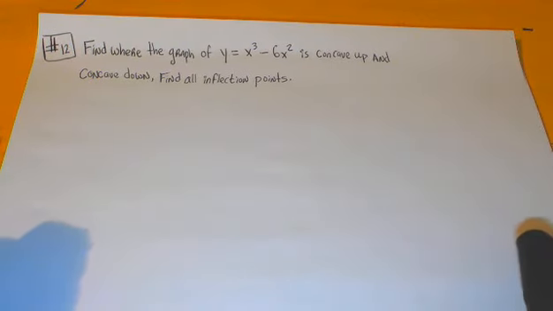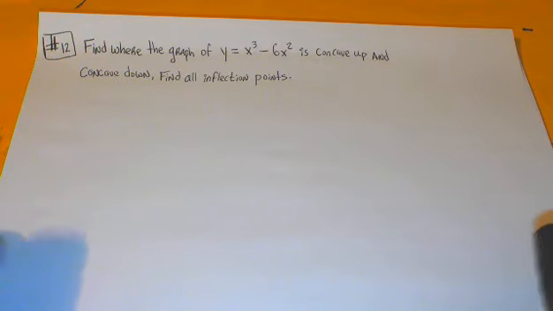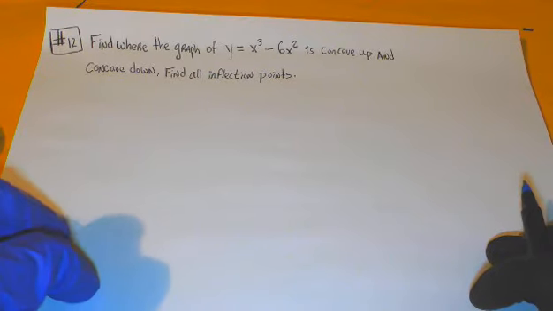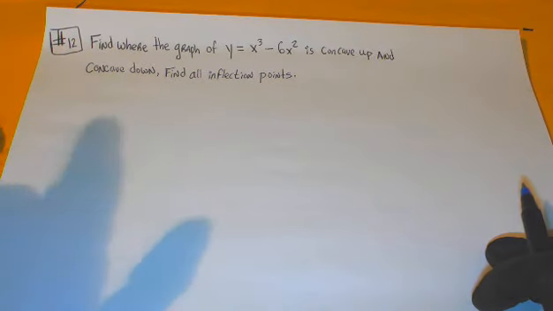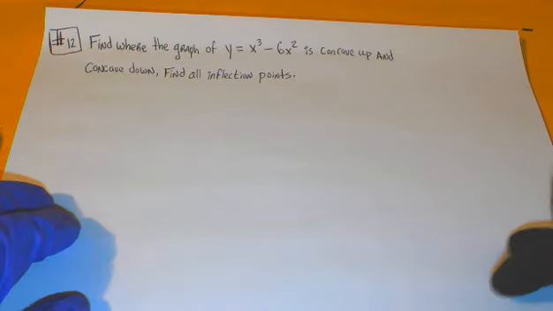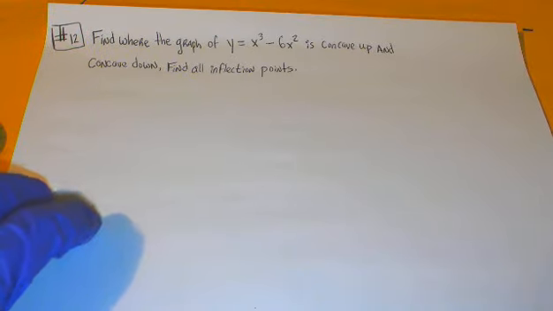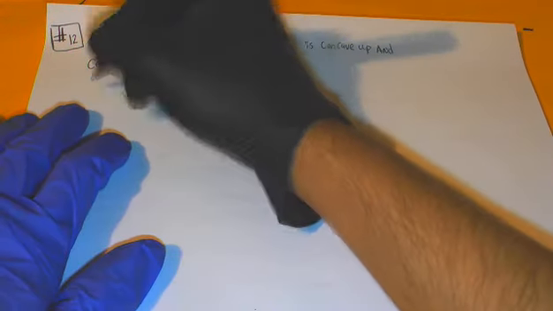It states, find where the graph of y equals x cubed minus 6x squared is concave up and concave down. Find all inflection points. So what we're going to do is, first of all, find the first and the second derivative. We're going to apply our test for concavity. So we'll have the following.